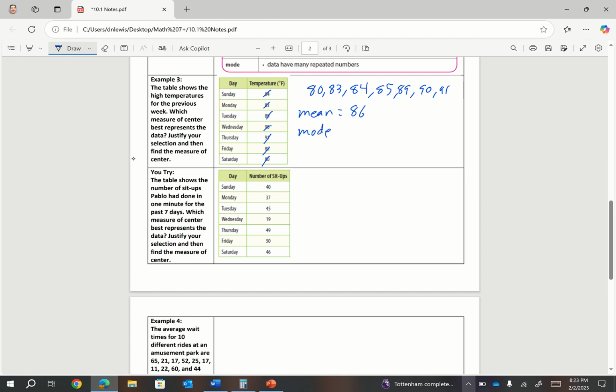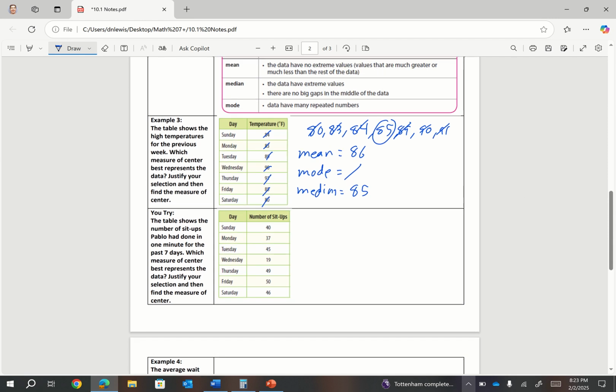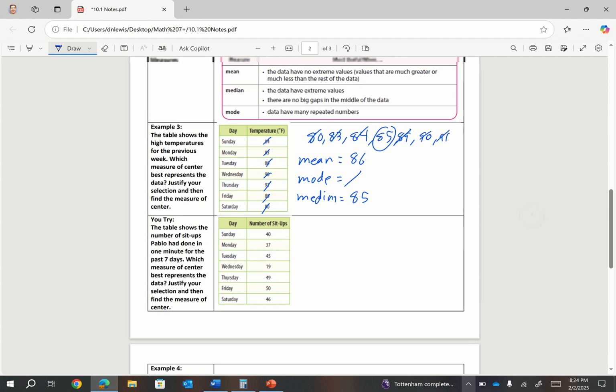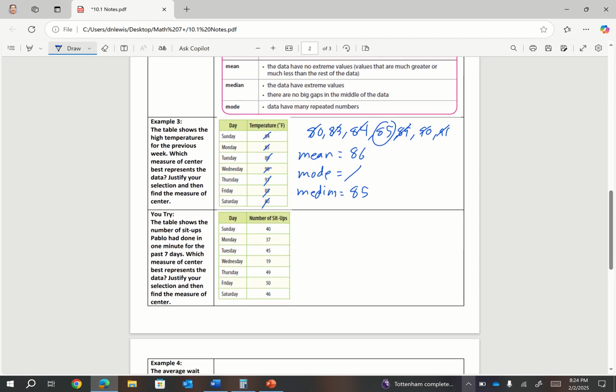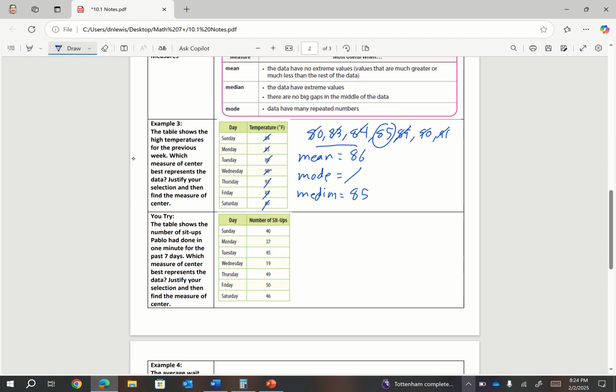Mode: we've got no repeated numbers, so just say none. And then the median, if we cross out to make sure we're picking the center number, we get 85. So the mean and the median both represent the data very well for the average temperature per day for the week. Since there were no real big extreme values, we'd probably say the mean, an average of 86. If I told you the temperature averaged 86 degrees that week, you would probably agree that's pretty close to what actually happened.